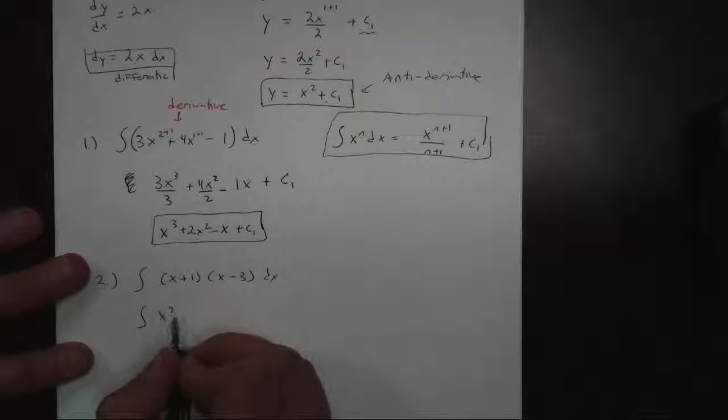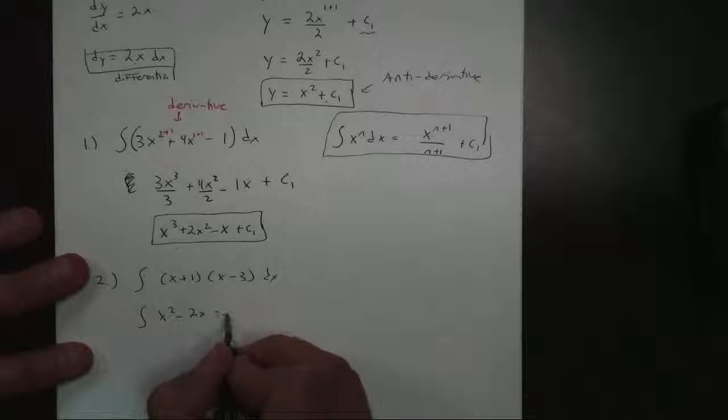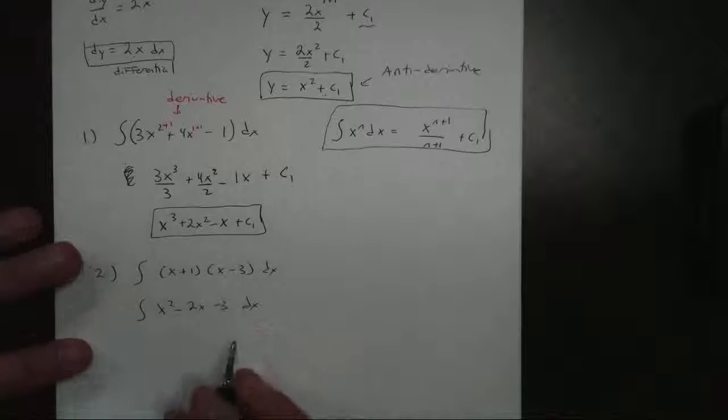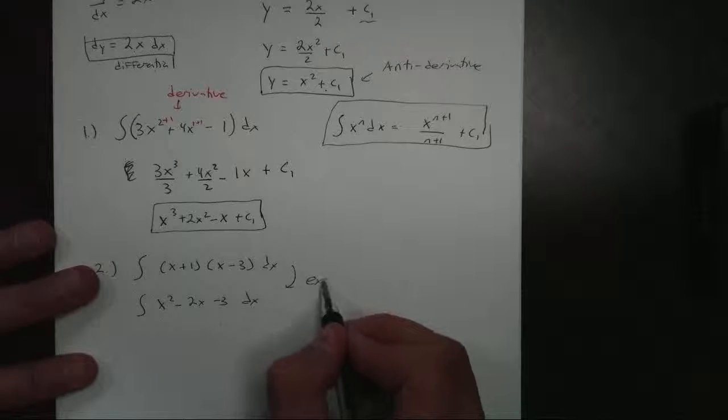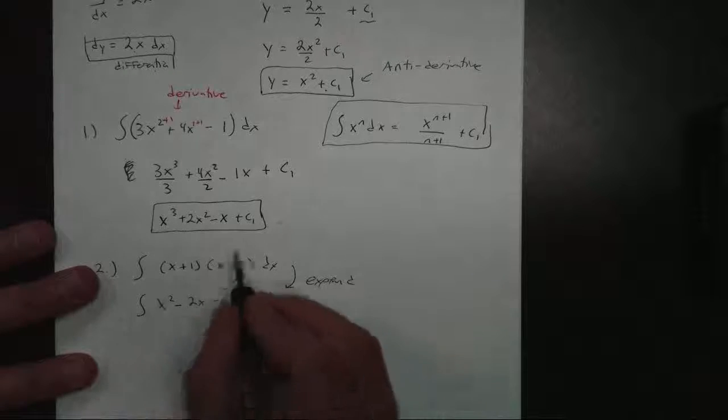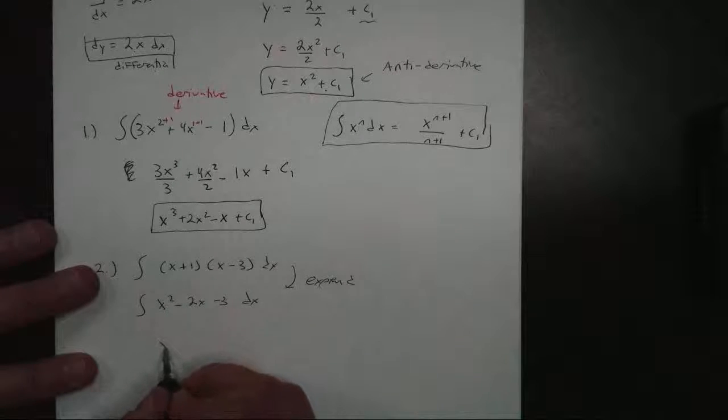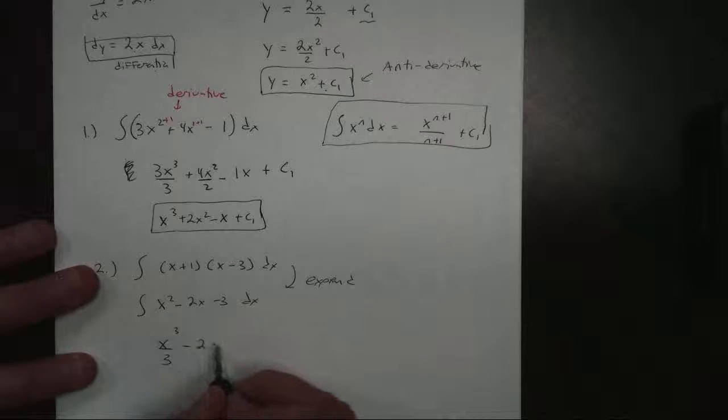So we get x squared minus 2x minus 3 dx. And now I take the antiderivative. So we would have to expand first. So my rule tells me to add 1 to my power, and then I divide it by that same power. Minus 2, add 1 to the power, divide it by that power.